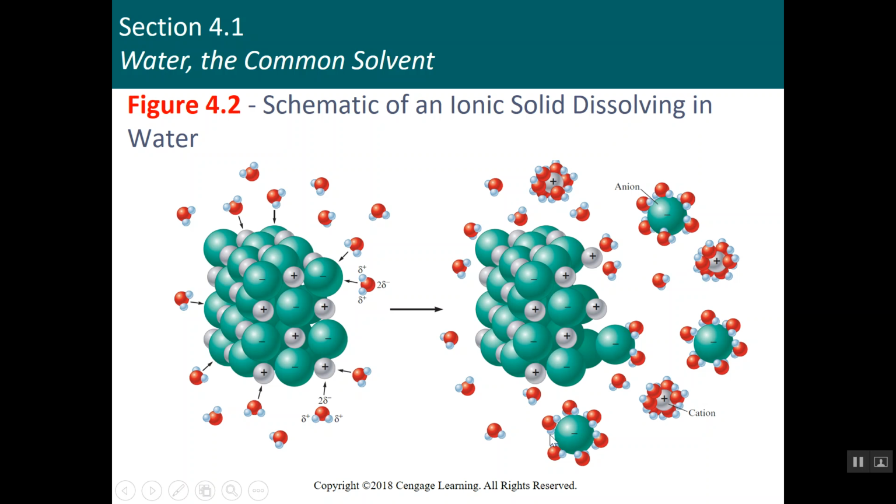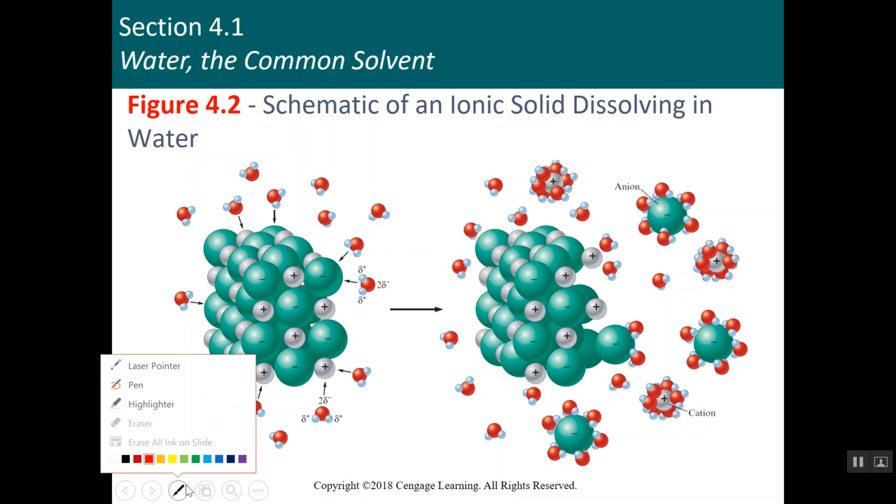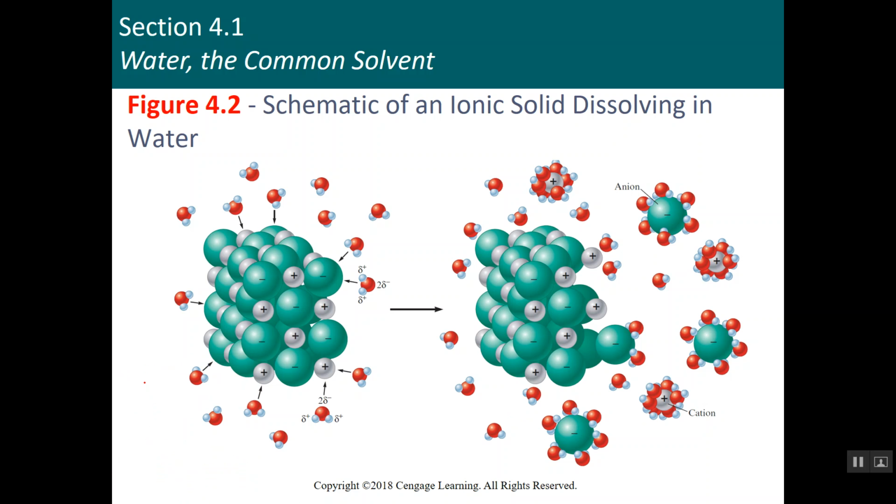So here we have a big chunk of salt, and that salt has positive ions, the sodium ions, and it has negative ions, which are the chloride ions. And notice the chloride ions are much larger because they have more protons, and they have a larger radius because they have more electrons as well.